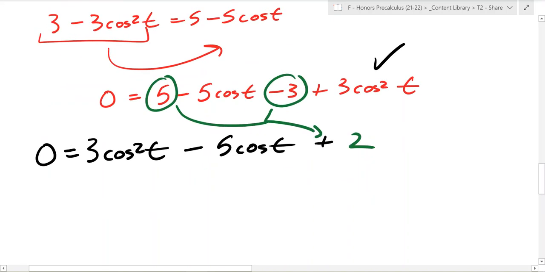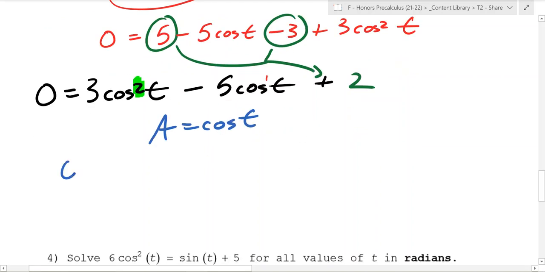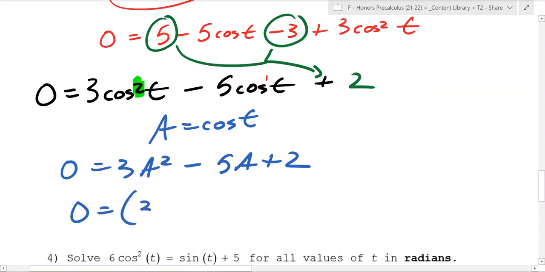It's all in cosine, so how does this help? Well, you have a squared, and then you have it to the first power here. So what you can say, if you want to see this, let a equal cosine t. What you're really looking at is 0 equals 3a squared minus 5a plus 2. And this is nicely factorable. This factors into 3a minus 2 times a minus 1.